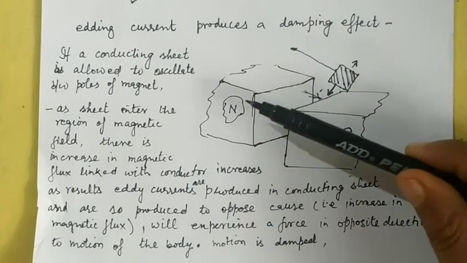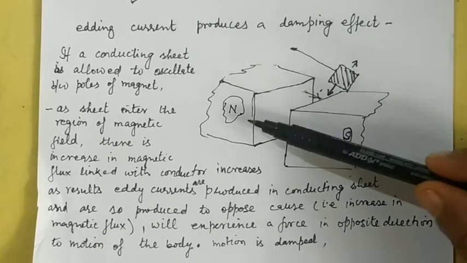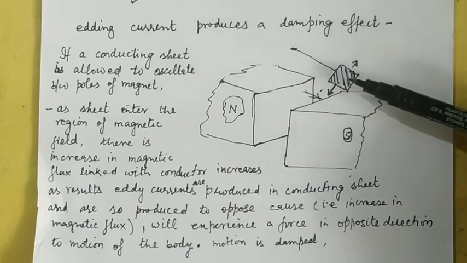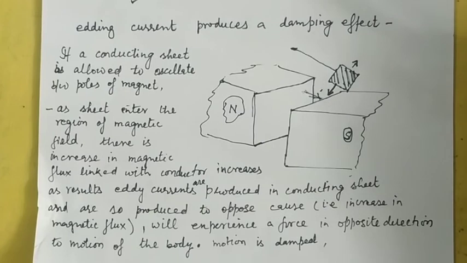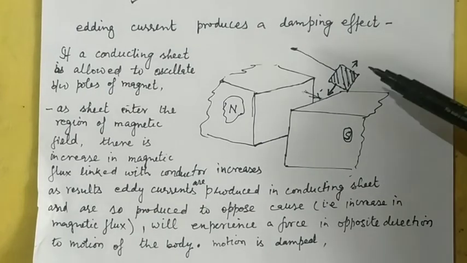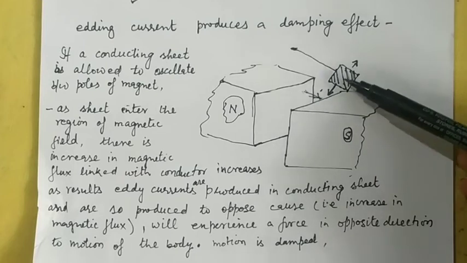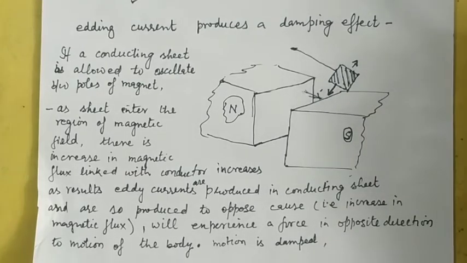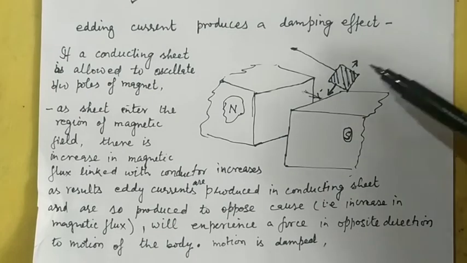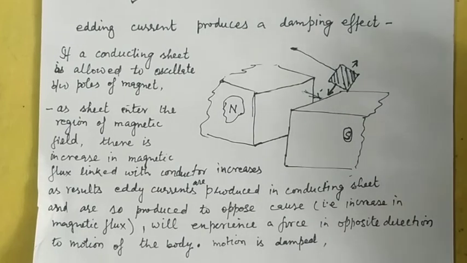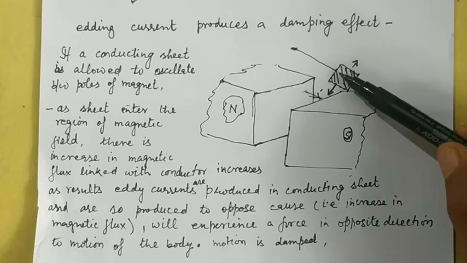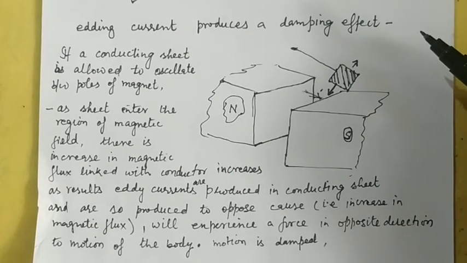Now for this, I assume two poles, that is North Pole and South Pole, and a conducting sheet is free to oscillate between the poles of this magnet. As the sheet enters the region of the magnetic field, the magnetic flux linked with this conductor increases. So circulating currents are produced. Eddy currents means circulating currents are produced in this conducting sheet. According to Lenz's law, the induced current is produced in such a way that it opposes the motion, opposes the cause of producing it.